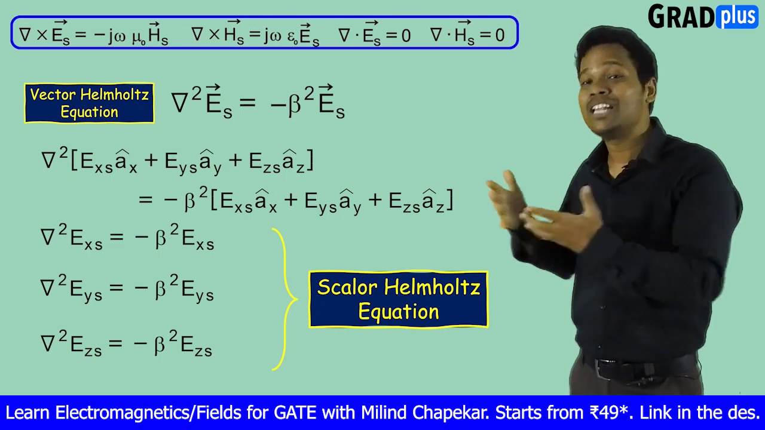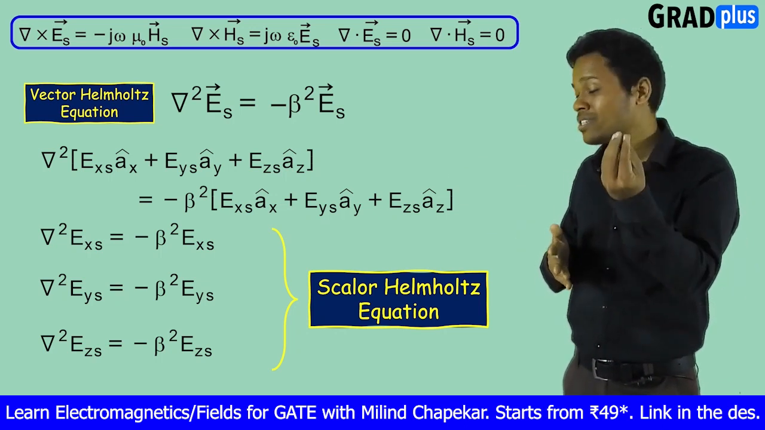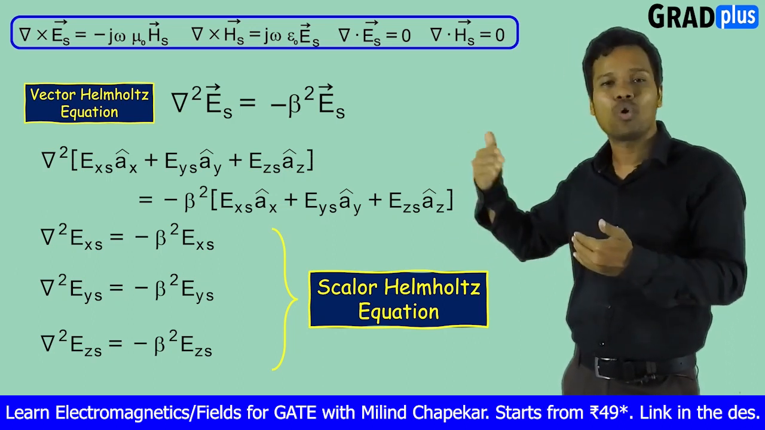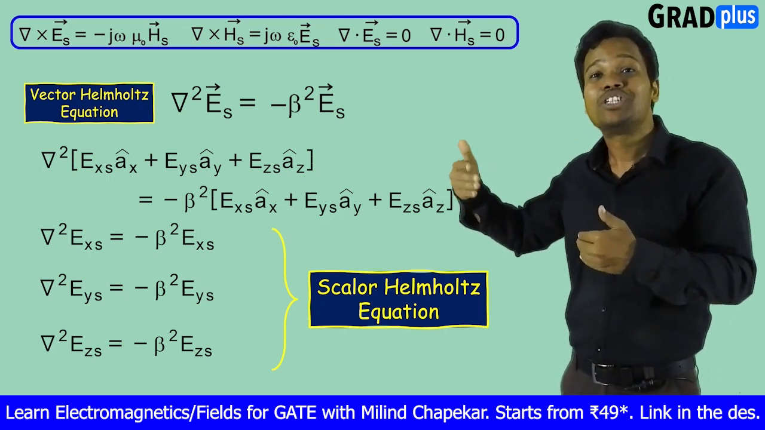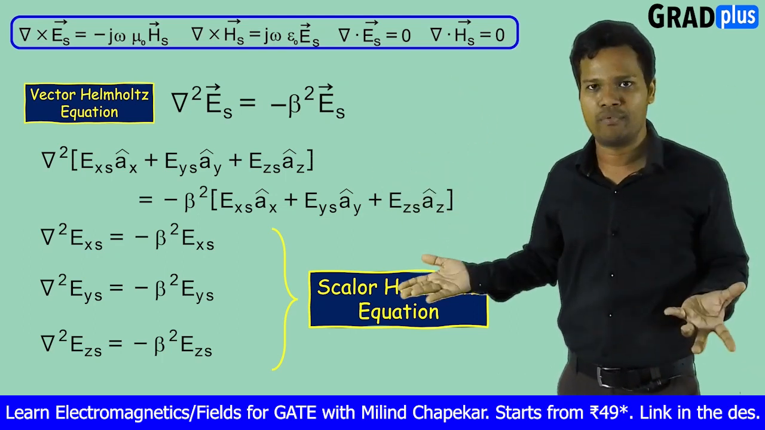Then after that, in the derivation, we solve these scalar Helmholtz equations. We operate with del square. Del square is your Laplacian: double derivative of x plus double derivative of y. We go on solving, we get the differential equation, and after solving that, finally we get the wave equations.